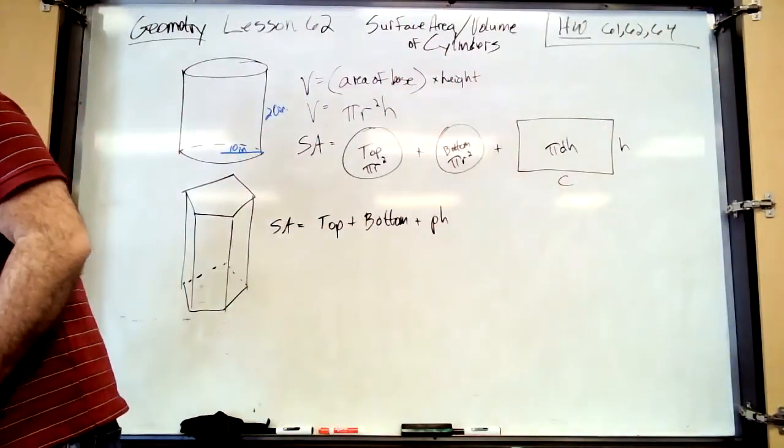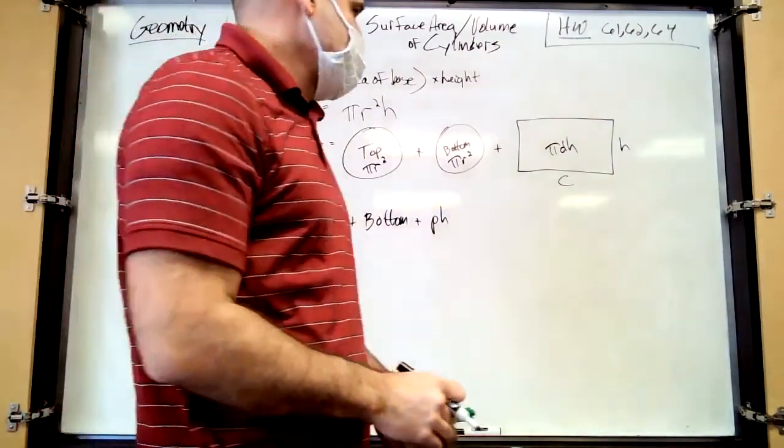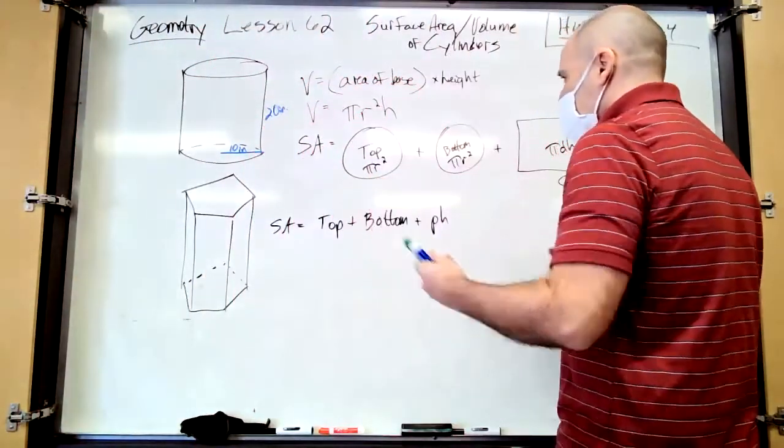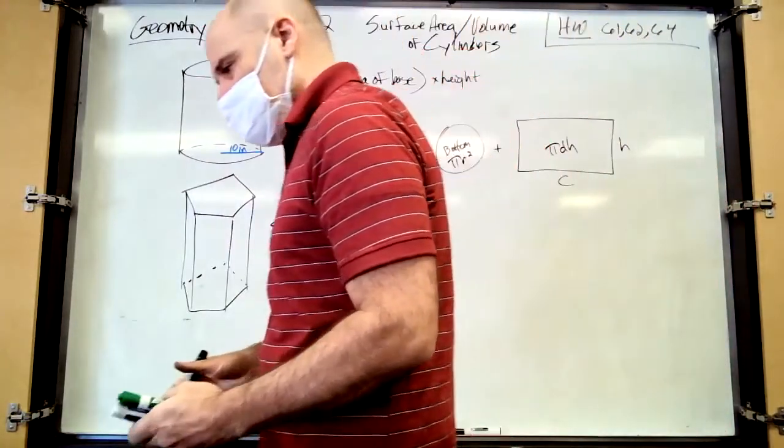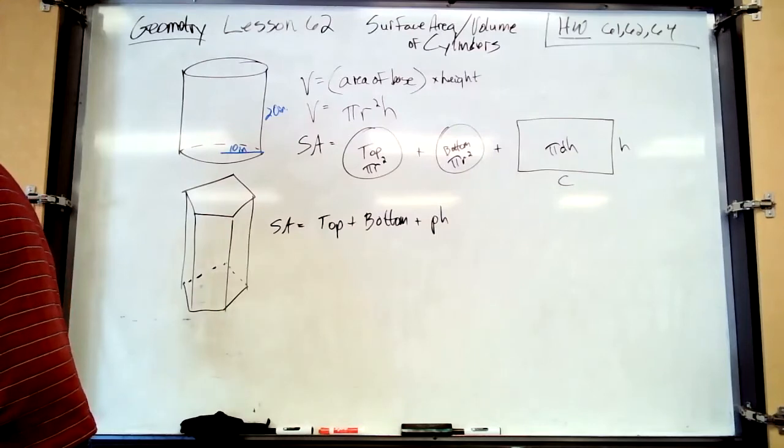So that's pretty easy. You just really need to know those two things: finding the volume and surface area of a cylinder. So let's do some examples and see if this is sinking in.